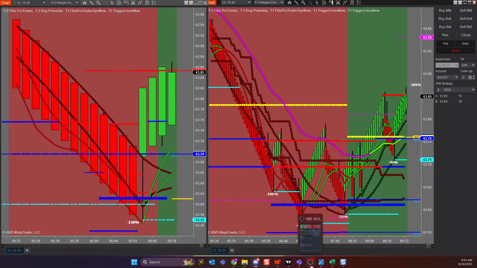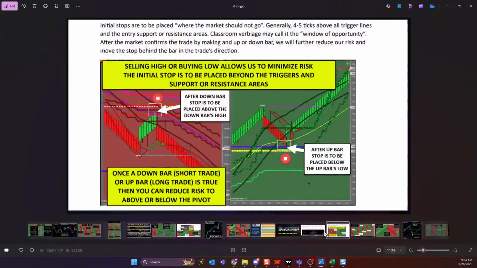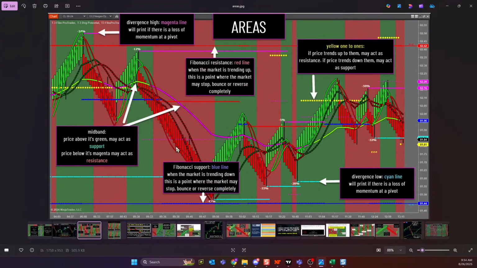Are there any questions about the high probability trend trade? Are there any questions about momentum? About the need to count triggers when you reach areas? Any questions about pullbacks to areas inside of triggers? That is your core. That is your foundation. And Ringo users, that is specific to NinjaTrader.